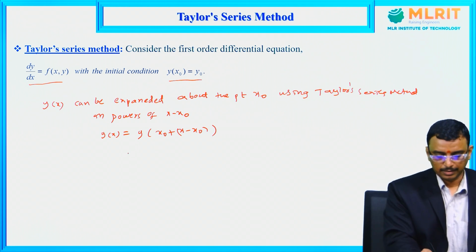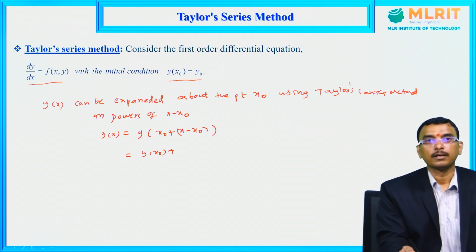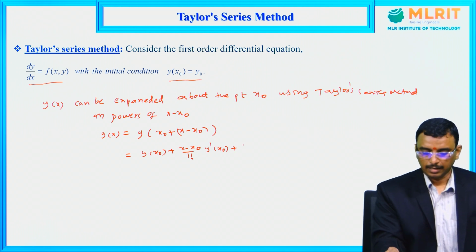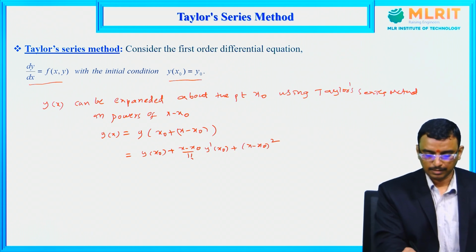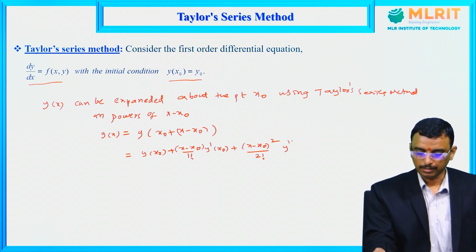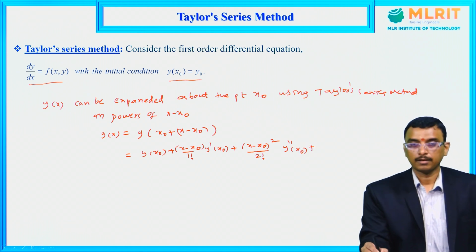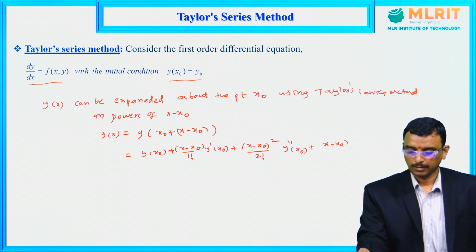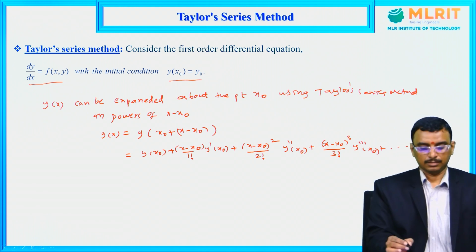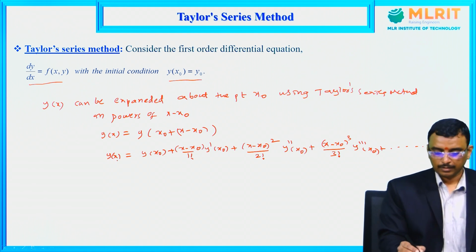So this can be expanded as y of x naught plus x minus x naught by 1 factorial into y dash of x naught, plus x minus x naught whole square by 2 factorial into y double dash of x naught, plus x minus x naught whole cube by 3 factorial into y triple dash of x naught, and so on. So this is y of x.